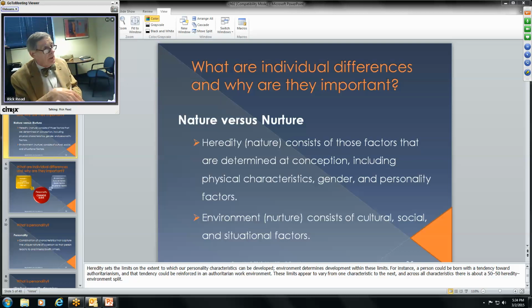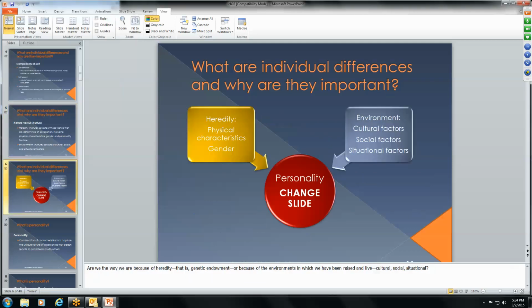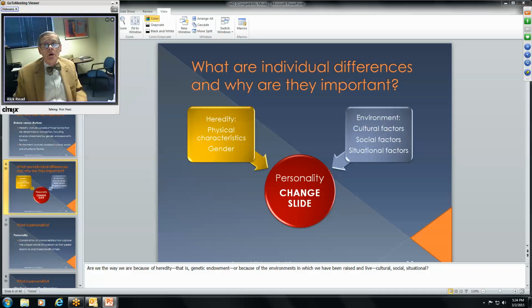Social situations, like we just talked about, school, etc., and other types of factors, all of those help make us up. So it isn't one or the other. We could possibly get more of one than we do from the other, depending upon a whole raft of things within our own little system, if you will. This particular slide shows the heredity on the left, environment on the right, and then showing here, personality change.